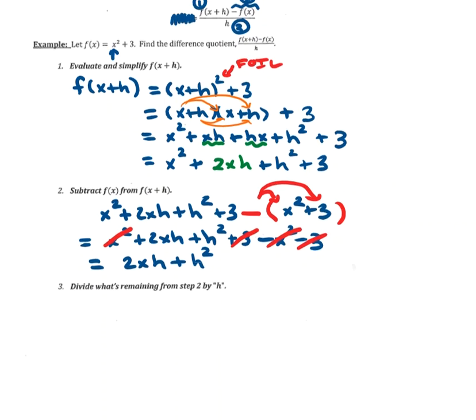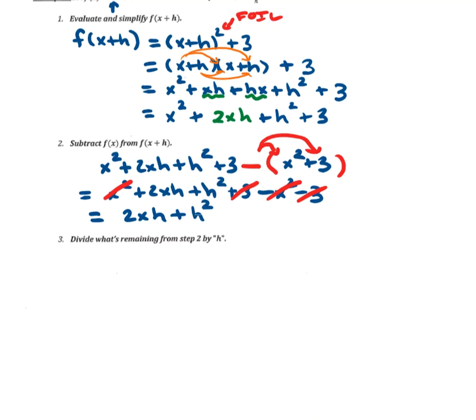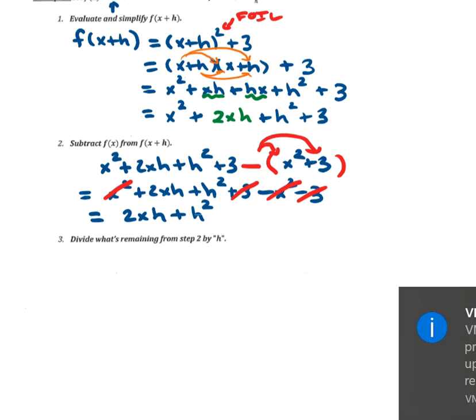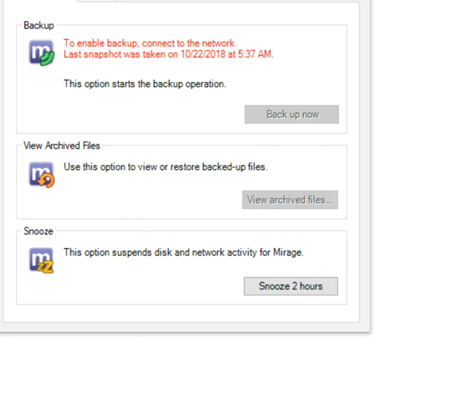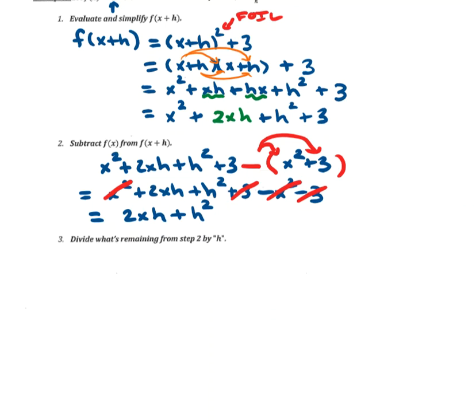Now on to the third and final step, where it says divide what's remaining from step 2 by, sorry about that. Divide what's remaining from step 2 by h. So let's take what we just got from step 2, that's 2xh plus h squared, and I'm going to set this all on top of h.